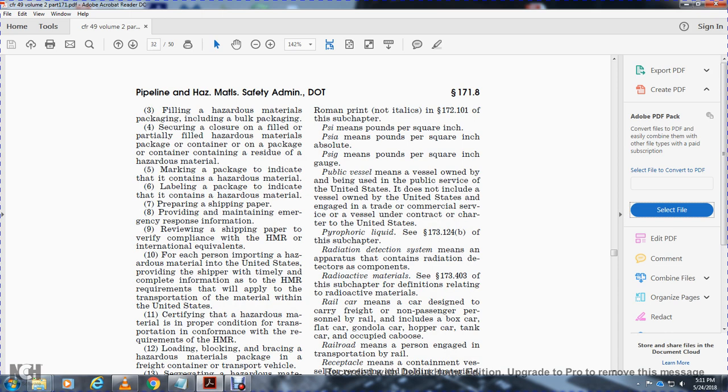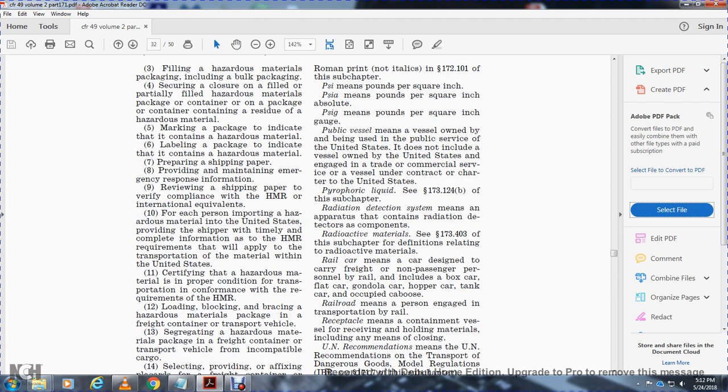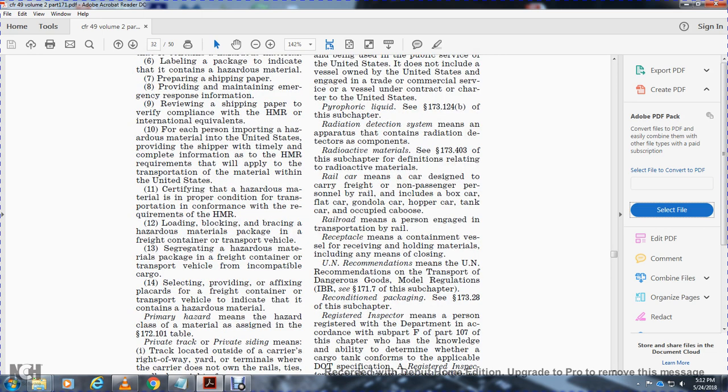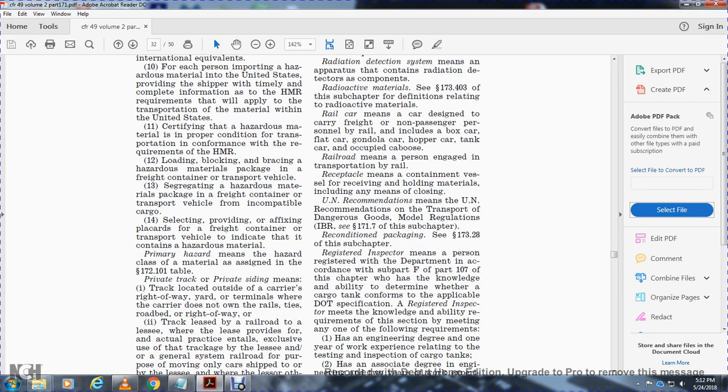Railroad means the person gave the transportation by the rail. Receptacle means with the containment of the vessel with the receiver that holds material, including any means of the closing, UN recommendations, with the UN recommendation for the transportation dangerous goods model regulations, IBR 171.7 with the subchapter. Reconditioning the packaging, 173.28 with the subchapter.